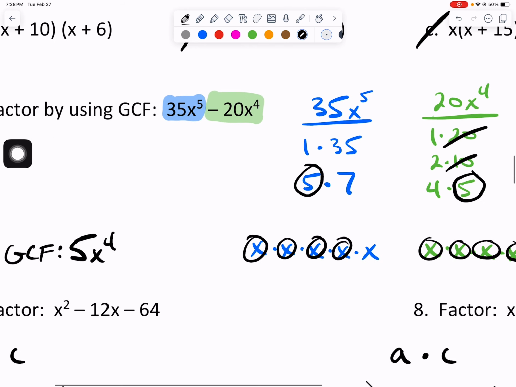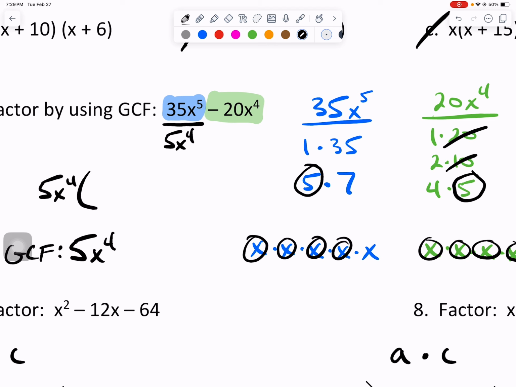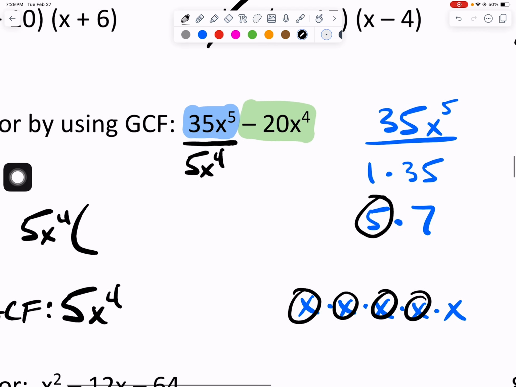So what we need to do is take our greatest common factor here, and we're just going to simply divide by both terms. So I'm just going to write 5x to the 4th. All right. Now for our answer, yes, it does include the greatest common factor. So I'm just going to go ahead and do that. I'm going to open up our parentheses. All right. We are going to start by doing 35 divided by 5. How many days in the week? Yes, 7. Great job.